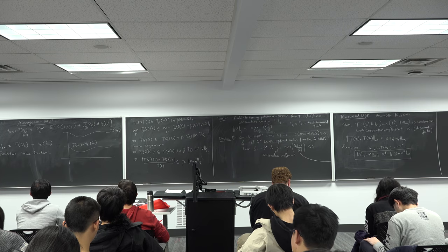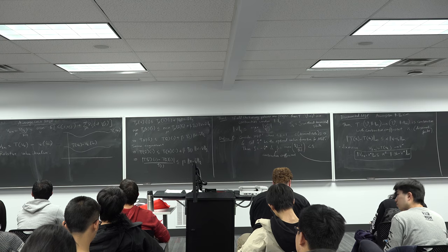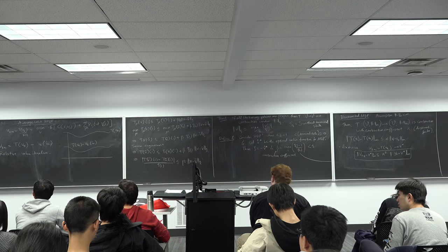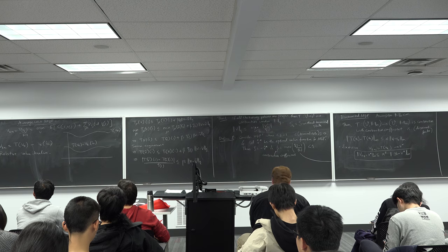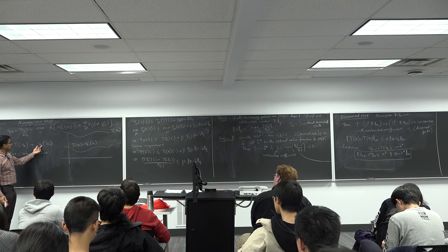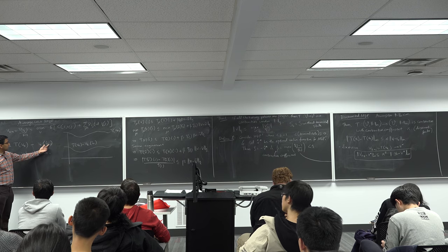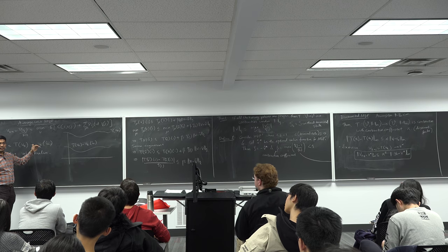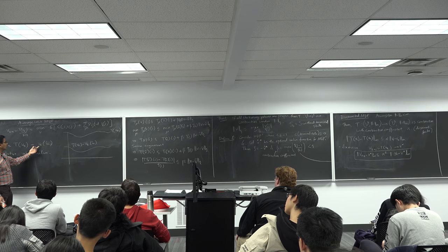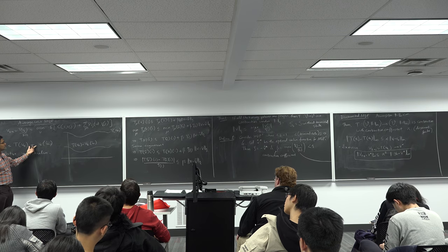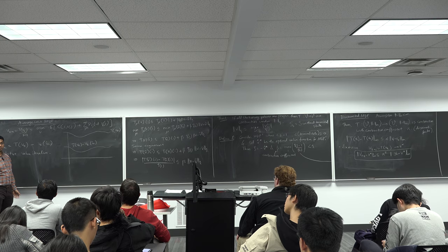Isn't vk changing with the iteration, so it's not exactly a constant? It's not, no. So vk is changing with iteration, but you are just picking one state as a reference state and making sure that at that particular state the value is equal to zero.